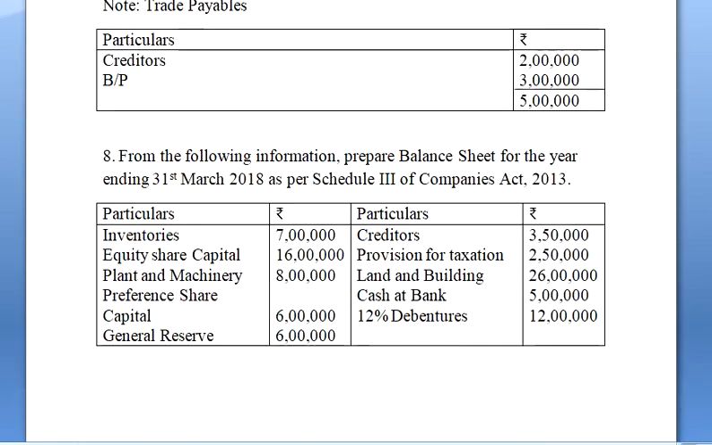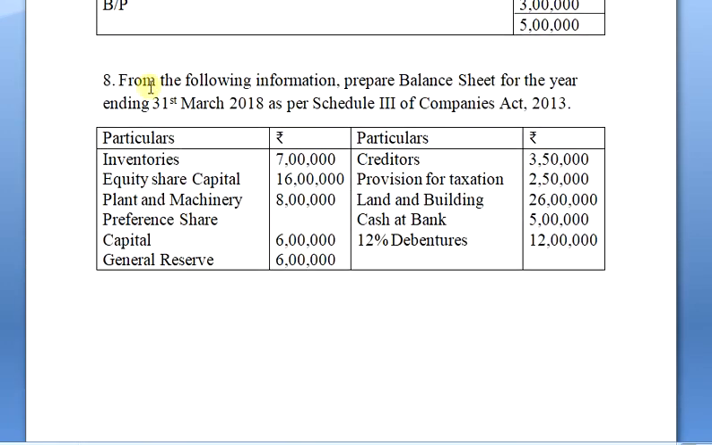Now moving on to the next question, that is the 8th question, my dear students. From the following information, prepare balance sheet for the year ending 31st March 2018 as per Schedule 3 of the Companies Act 2013. Inventory 7 lakh is given. Inventory will be moving to the current assets. Equity share capital is given. It will move to the equities and liabilities, under the shareholders fund. Plant and machinery is a fixed asset under the asset side.